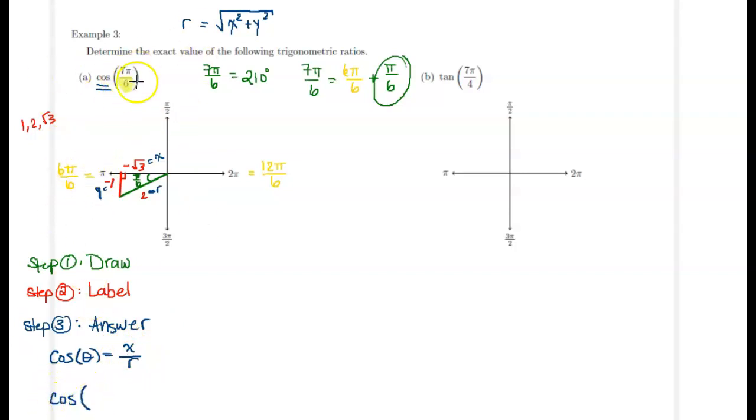Well, that means for me, cos of 7 pi over 6 is equal to my x, which is negative root 3, over my r, which is 2. And there we are. That is my final answer. Cos 7 pi over 6 is negative root 3 over 2. If you really want to check that, you can do this on your calculator, and I'll bet you will get the matching answer here.